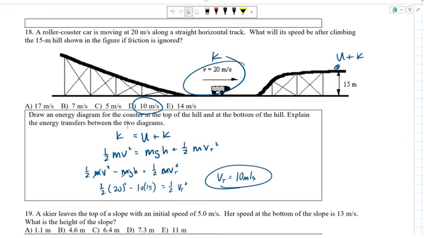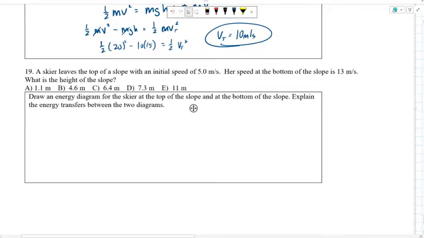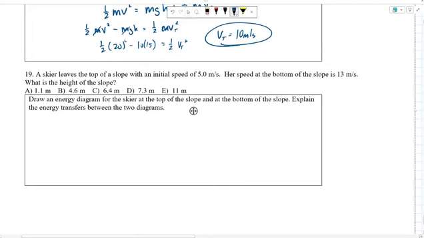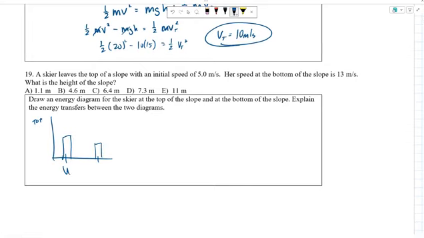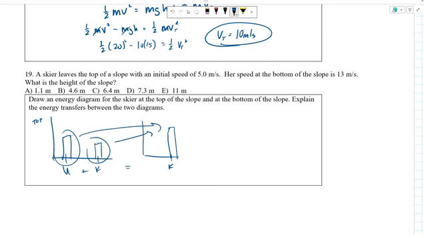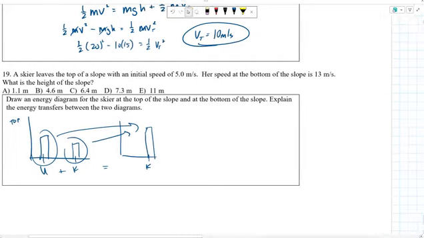All right, number 19. A skier leaves the top of the slope with a speed of 5. Her speed at the bottom is 13. We want to know the height of the slope. So they start off with a speed, and at the bottom of the slope they end up with a speed. If we want to do the energy diagrams, at the top we're going to have both potential and kinetic energy. At the bottom, we're going to end up with just kinetic energy, so all of these energies end up kinetic at the end. So potential plus kinetic is equal to kinetic. We're going to build our equations from there.